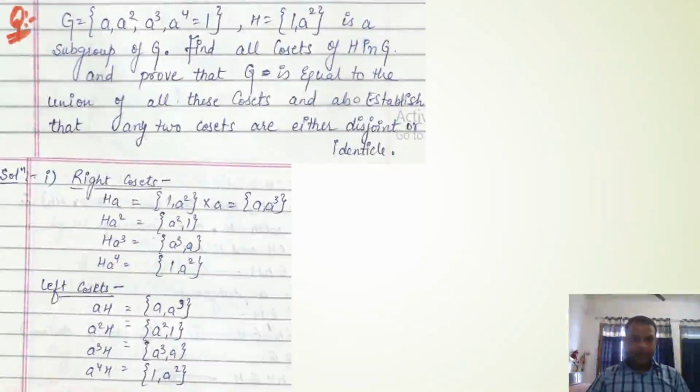During the last lecture, we discussed the definition of cosets. Today, we will see some properties of cosets. In this example, it is given that G is a finite set. It means G has 4 elements.